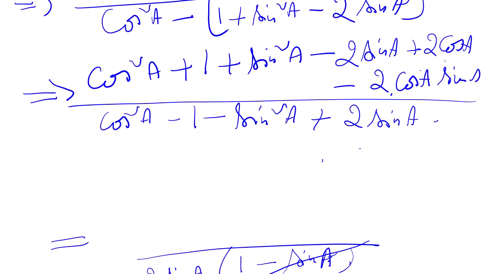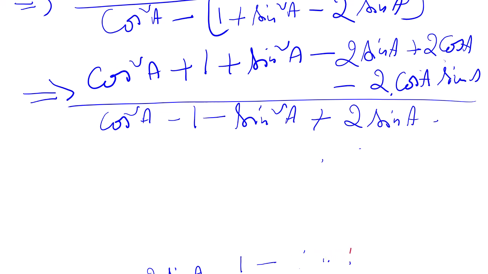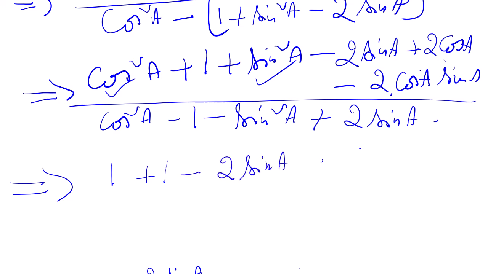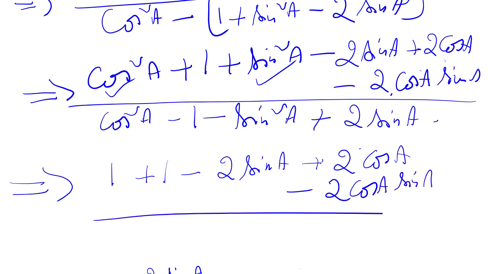Okay. So now this implies cos square A and sin square A together become 1, plus 1, then minus 2 sin A plus 2 cos A minus 2 cos A sin A upon.